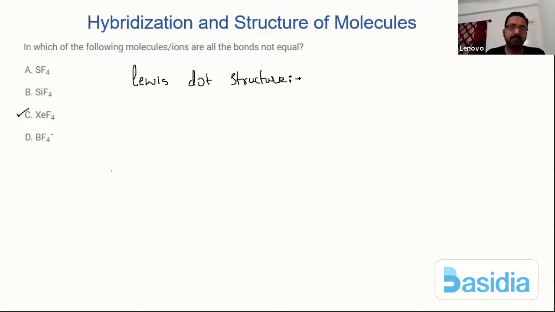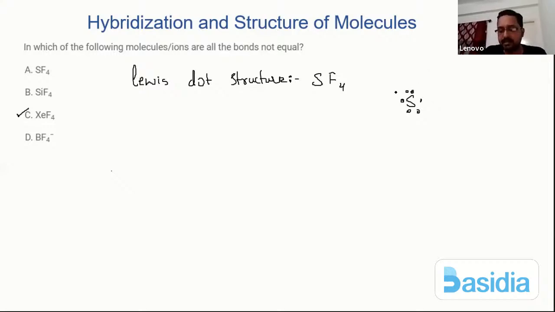Now, when you go to the SF4 molecule, remember sulfur belongs to the oxygen group, correct? So if I want to write the Lewis structure, I clearly understand here sulfur with two lone pair of electrons and two single electrons, correct?